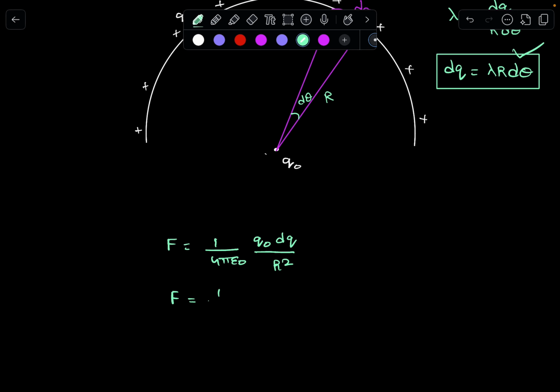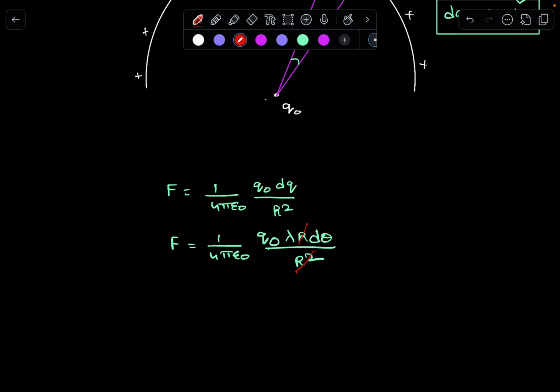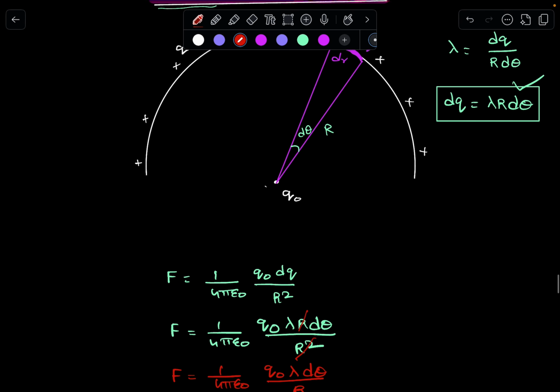F is equal to 1 by 4 pi epsilon naught into Q naught lambda r d theta by r square. Okay, so here the numerator r and denominator r square cancel. Therefore, the Coulombic force F is equal to 1 by 4 pi epsilon naught into Q naught lambda d theta by r. So this is the expression we got.